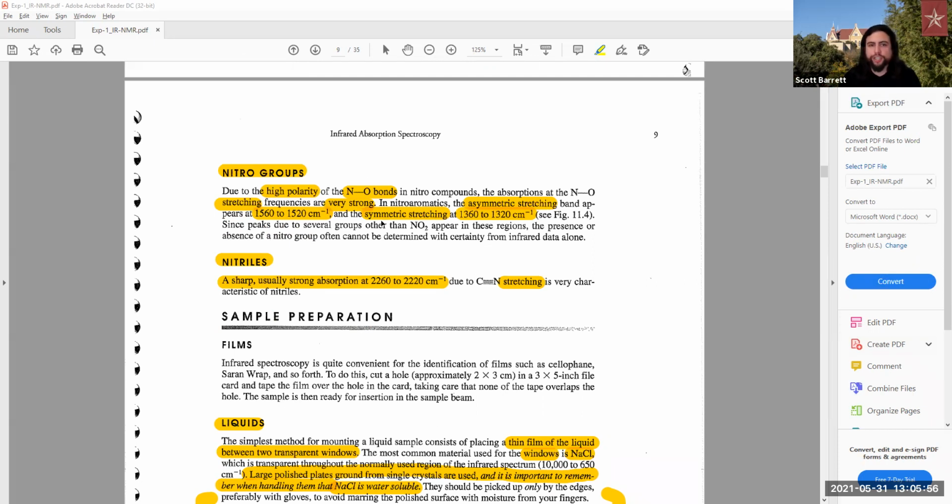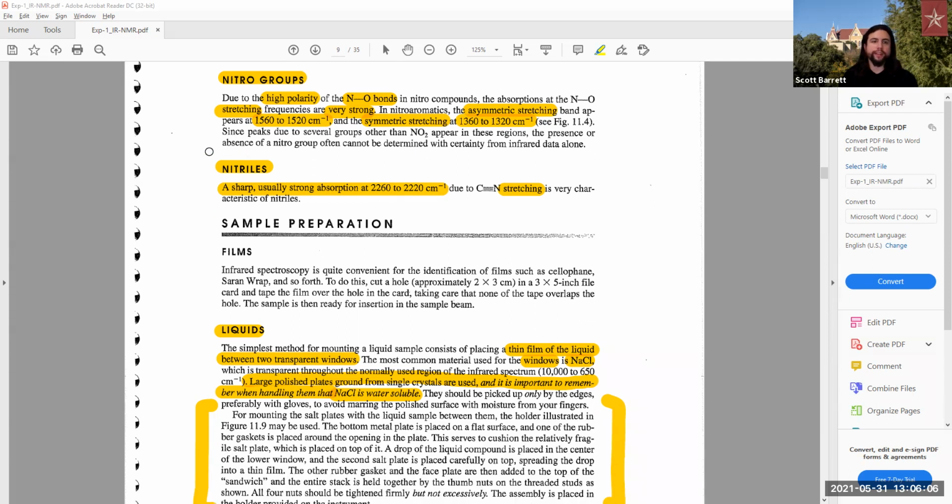The asymmetric stretching can appear at 1560 to 1520 inverse centimeters, and symmetric at 1360 to 1320 inverse centimeters. Then finally, the nitriles that we spoke of before: very sharp, usually strong absorption at 2260 to 2220 inverse centimeters, and that's the specific spot. You're just going to have to memorize that specific spot.